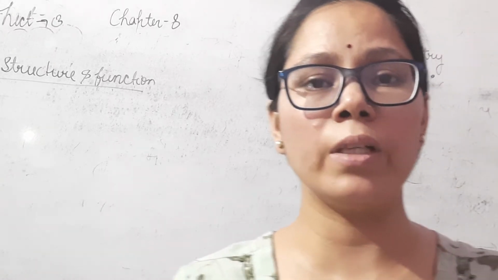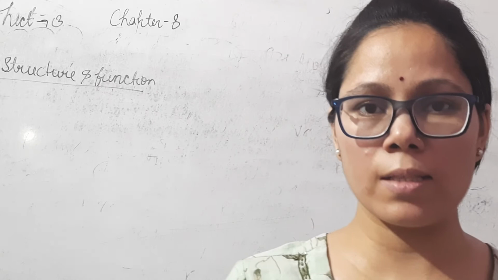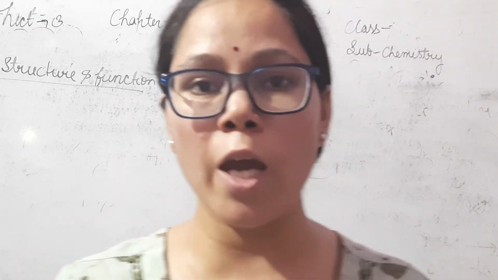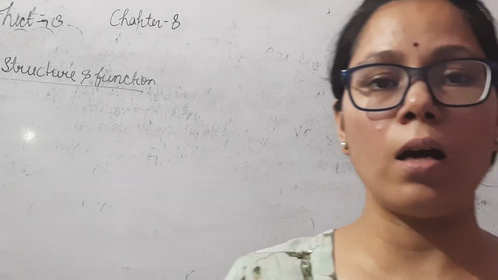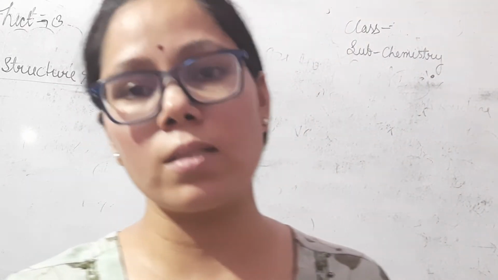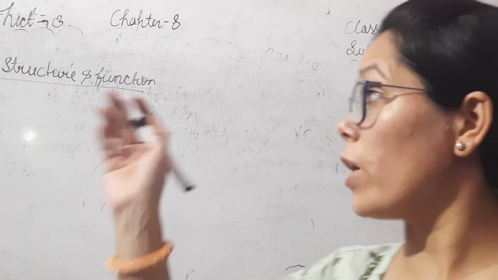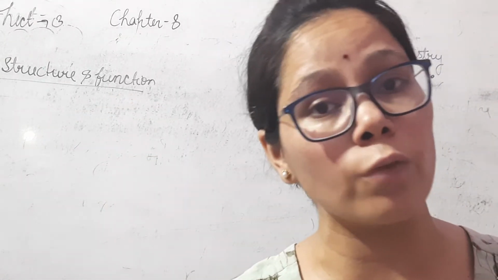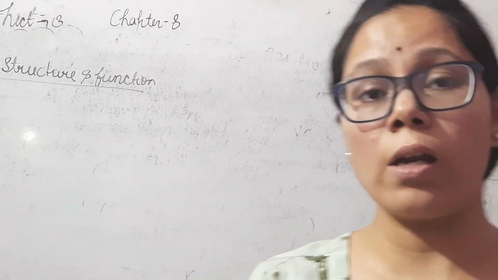In this chapter, we discussed what is a cell, who discovered the cell, and what is the shape, size, and number of the cell. These are the topics we discussed in the last class. In today's class, we discuss the structure and function of the cell and different parts of the cell. Now first we talk about the cell structure and function.